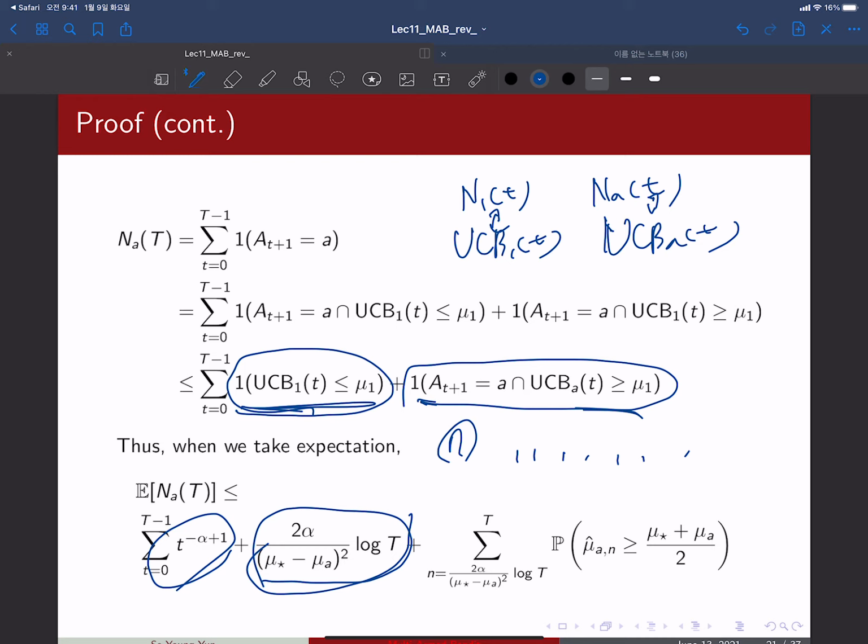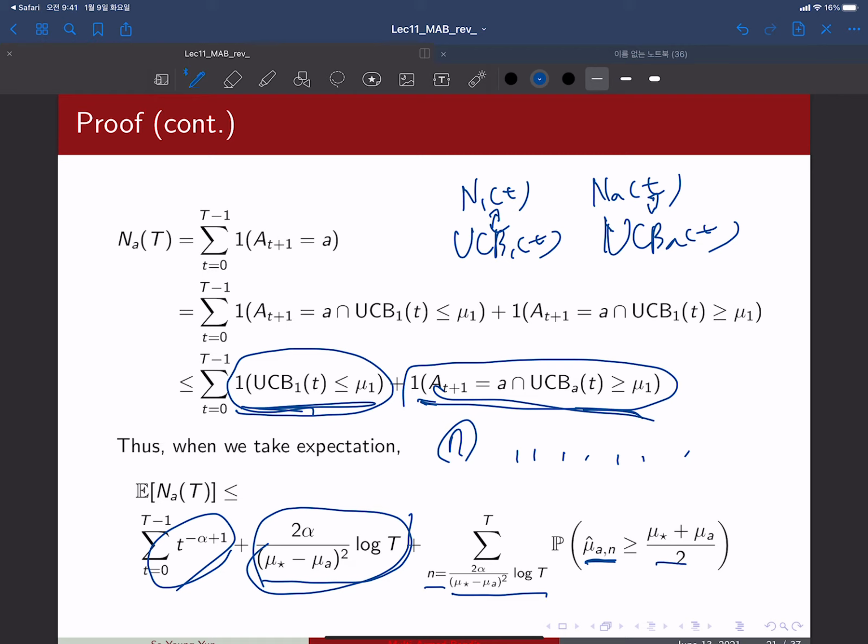So just simply, no matter which N_A value, we don't care. Just define mu hat A, n is greater than or equal to mu star minus mu A over 2. If this is satisfied, let's say we can play arm A. This is a more mild condition compared to this, because when n is bigger than this is a necessary condition to have UCB_A greater than or equal to mu 1. Right? So this is a more mild condition.